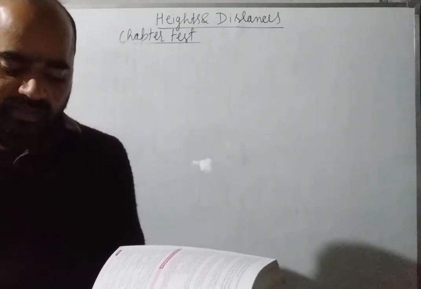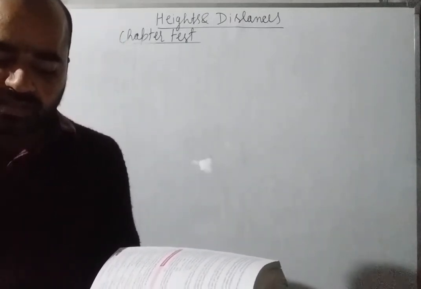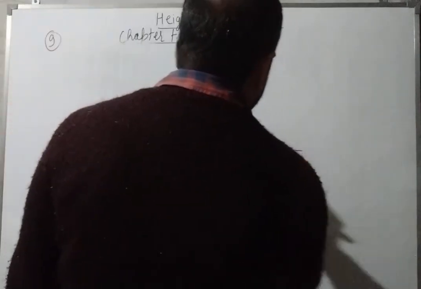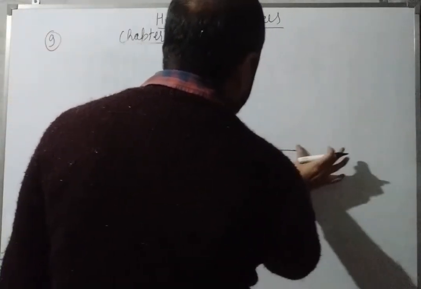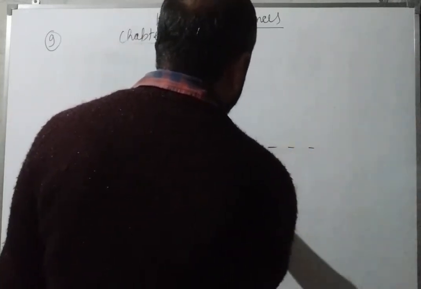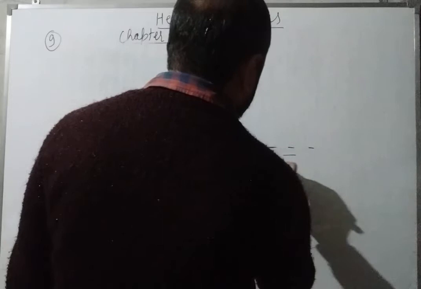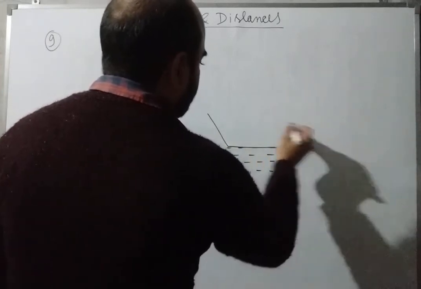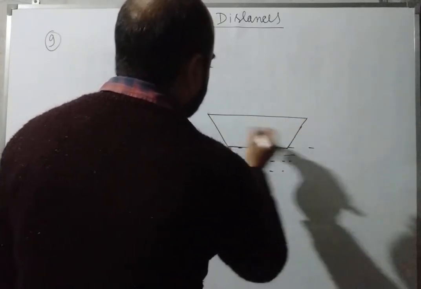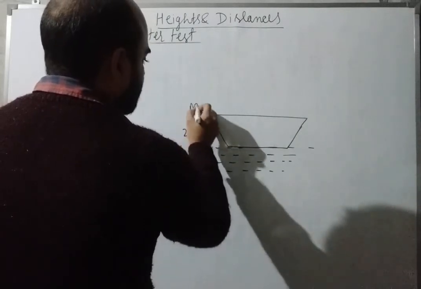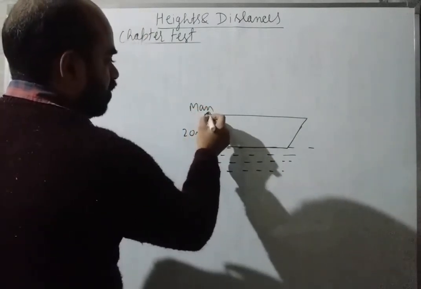A man is standing on the deck of a ship which is 20 meter above the sea level. So here, this is the sea level. Now the man is standing on the deck of the ship. Suppose this is given 20 meter and here the man is present, this point.